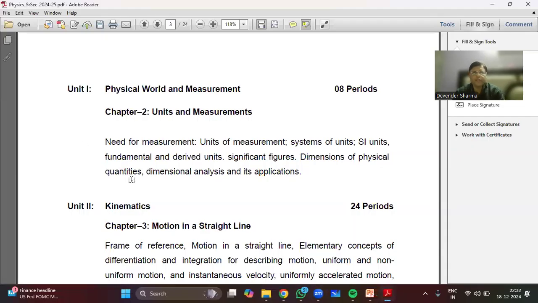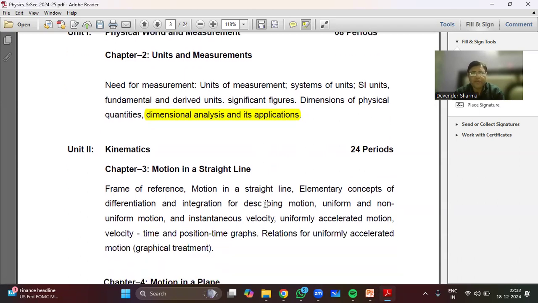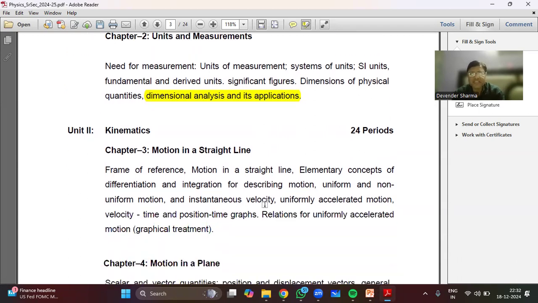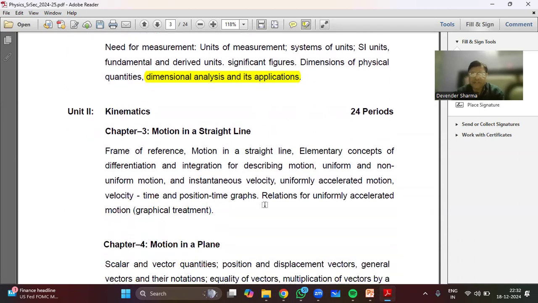So what are the most important topics that we are going to discuss today? The first unit is of 3 marks only. In this first unit, what we have to discuss is the dimension formula and dimension analysis and application. All three applications: to check the formula, to derive the formula, the homogeneity principle, as well as the unit conversion.